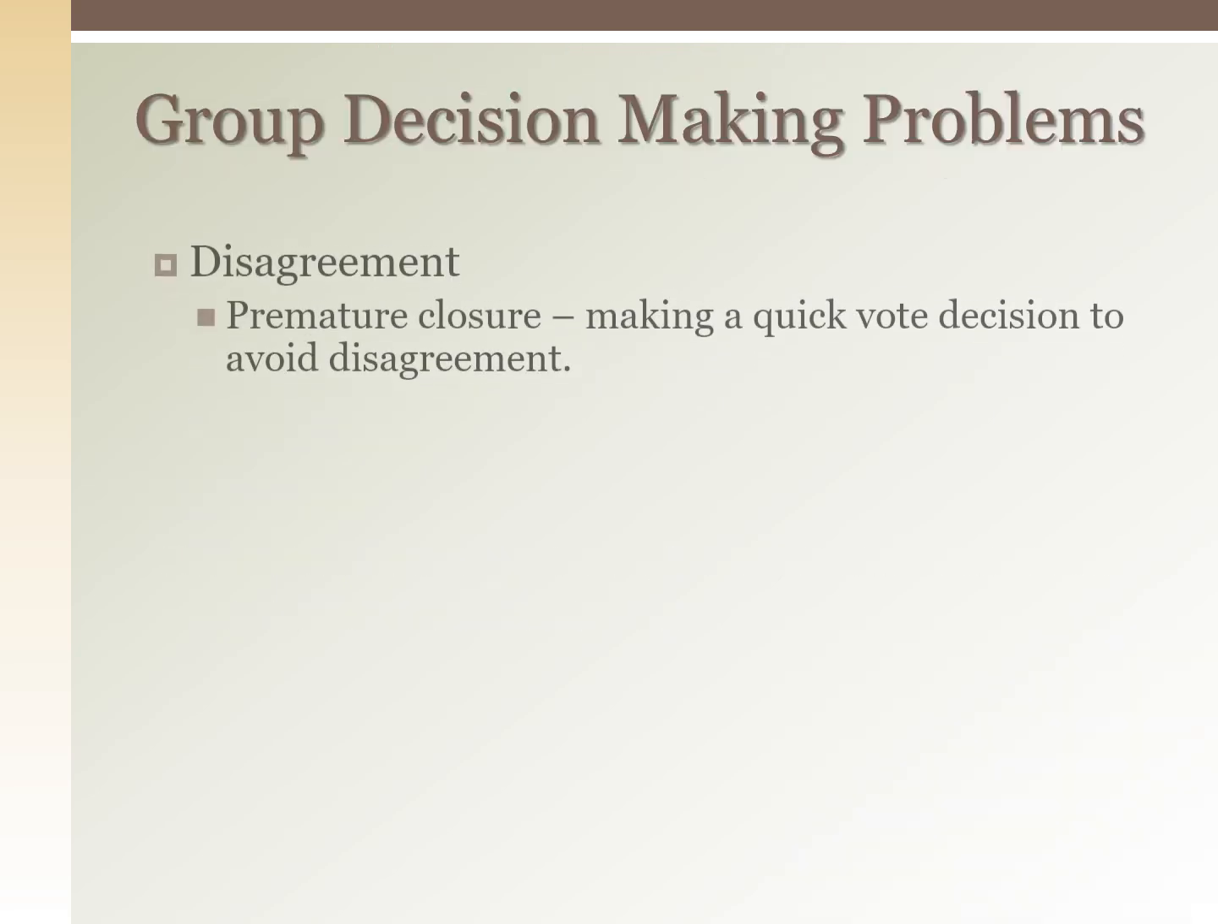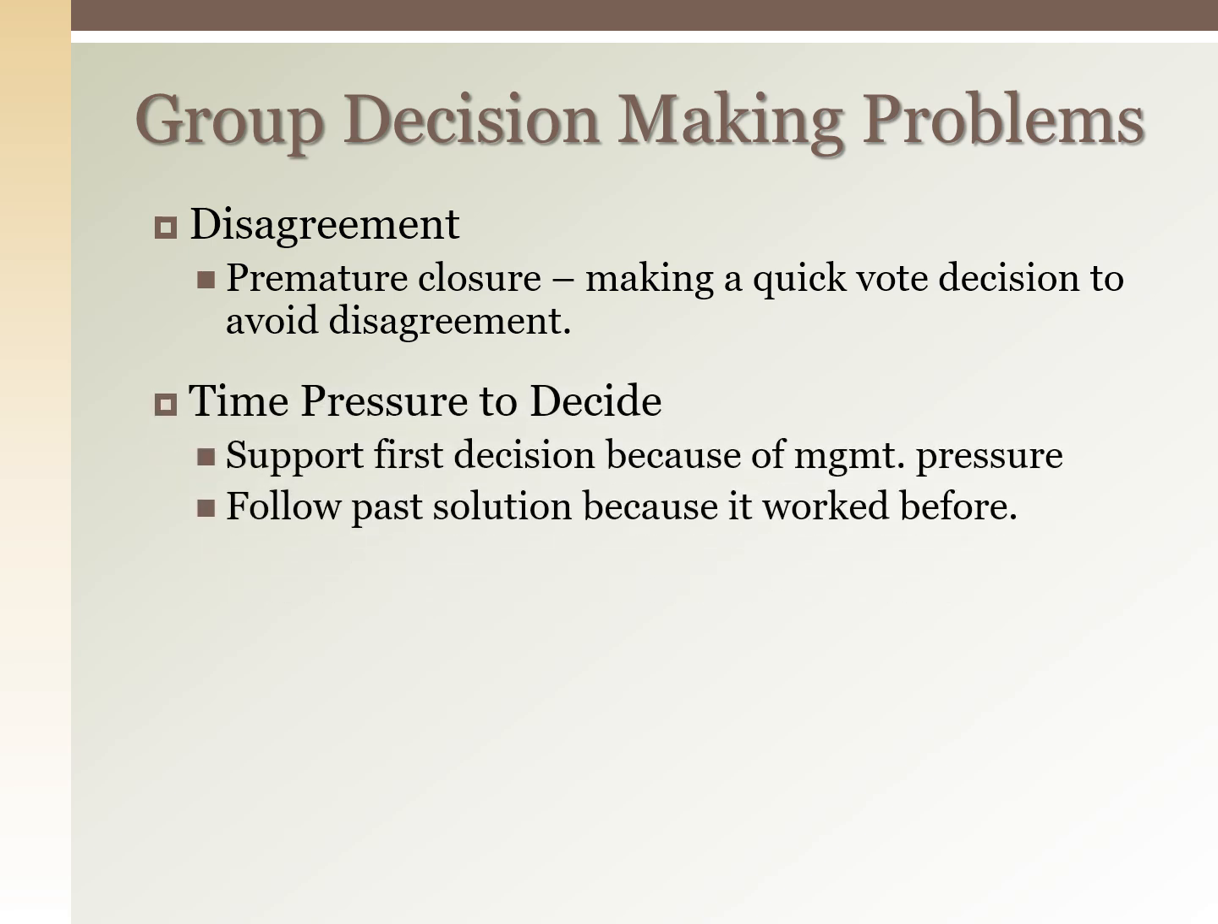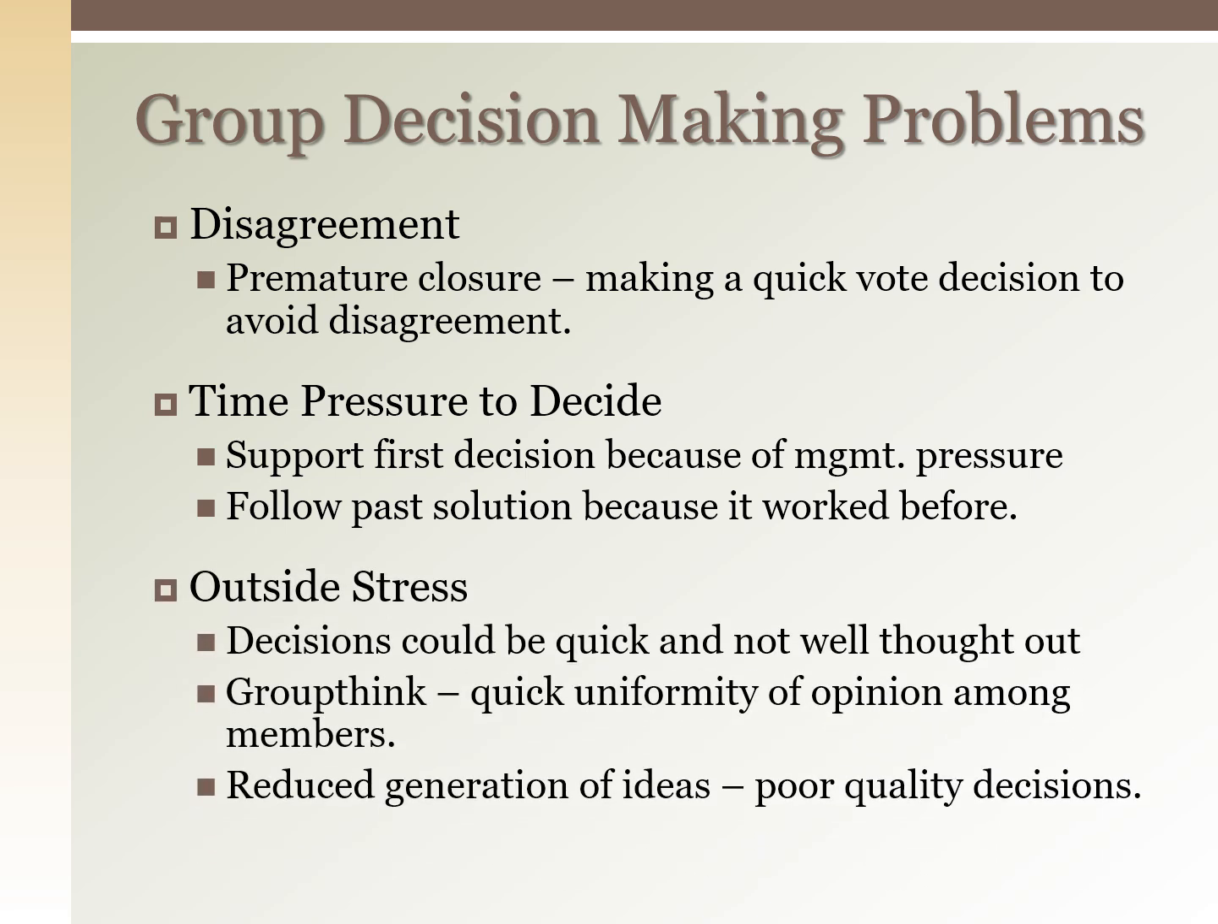Group decision-making problems include disagreement. Premature closure, making a quick vote decision to avoid disagreement. Or time pressure to decide. Support for the first decision because of management pressure to hurry up and come to an answer. Following a past solution because it worked once before. There's also outside stress. Decisions might be quick and not well thought out. It could result in groupthink, a quick uniformity of opinion, or reduced generation of ideas, which then results in poor quality decisions.